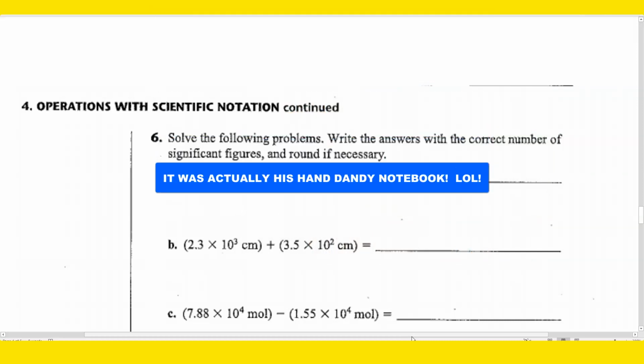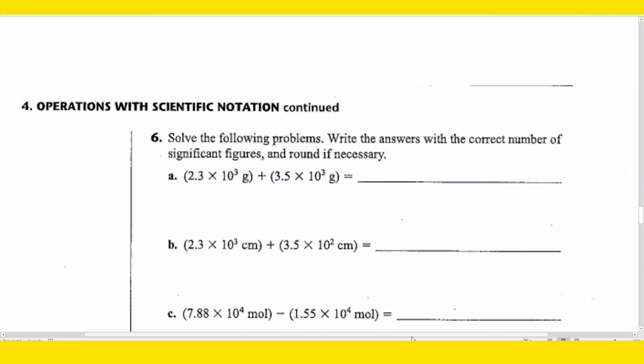But anyway, if you have 2.3 times 10 to the third power plus 3.5 times 10 to the third power, what do you do if you don't have a calculator? All right, let me show you. You can take this number here and put it in decimal form. And if you remember what we said, when the exponent is positive, you're going to move your decimal that number of places to the right.